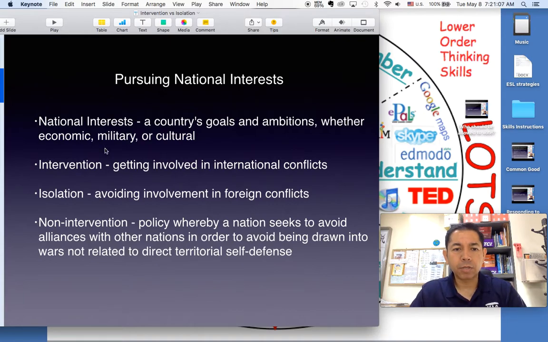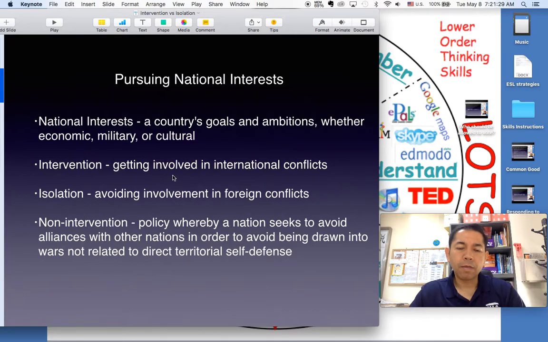Now, intervention, in its simplest term, is getting involved in international conflicts. Now, the key word there is international. And if I drop down here to non intervention, it's a policy where a nation seeks to avoid alliances with other nations. All right, so that's the key part, alliances with other nations.